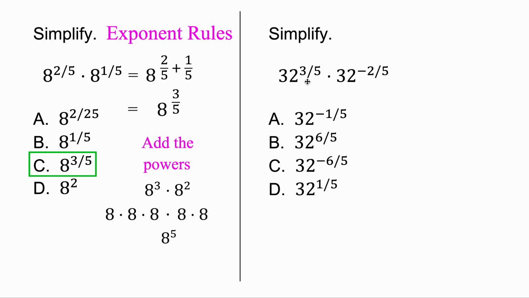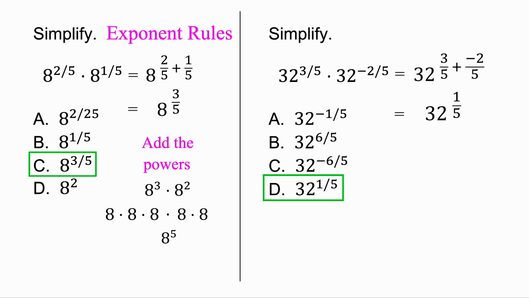Okie doke, let's try another one. Now what if you have a negative exponent? Well, it's still going to be the same rule. We're still going to go ahead and add them together. So we've got 3/5 the first power plus negative 2/5 the second power. But when you have 3 plus negative 2, it's the same thing as 3 minus 2. So we get 1. Therefore, that's the power 1/5 up top. 32 to the 1/5, final answer there.